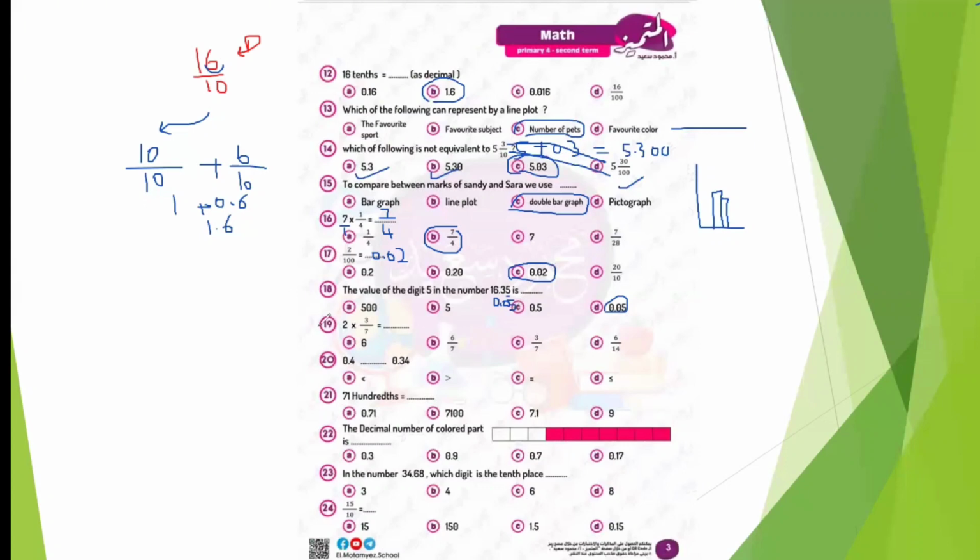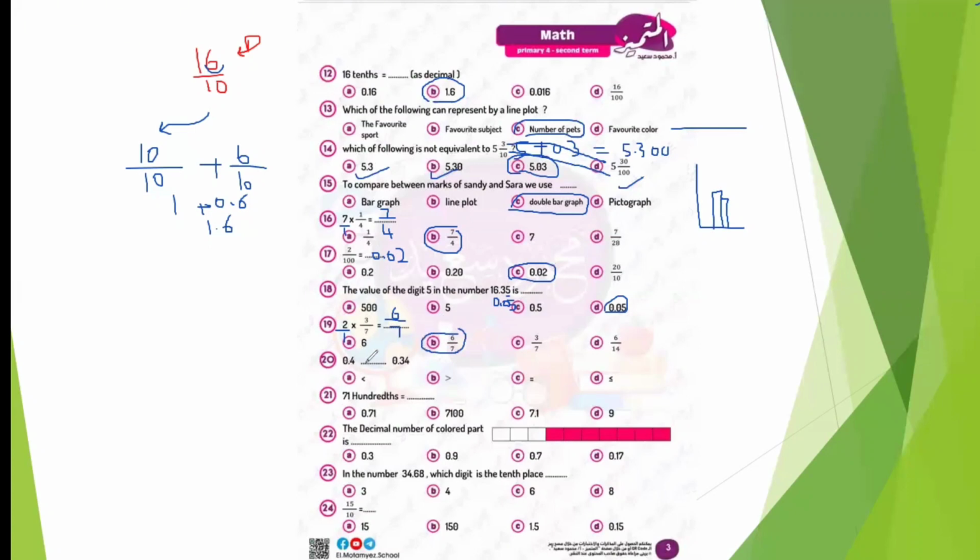19. 2 times 3 out of 7. برضو هنعمل 2 out of 1. نعمل numerator times بعض denominator times بعض. 2 times 3 equals 6. 1 times 7 equals 7. So the answer is B.